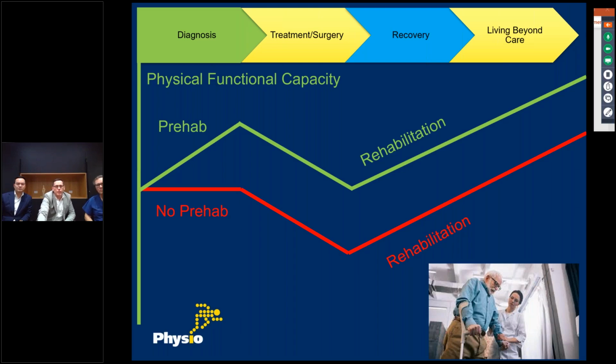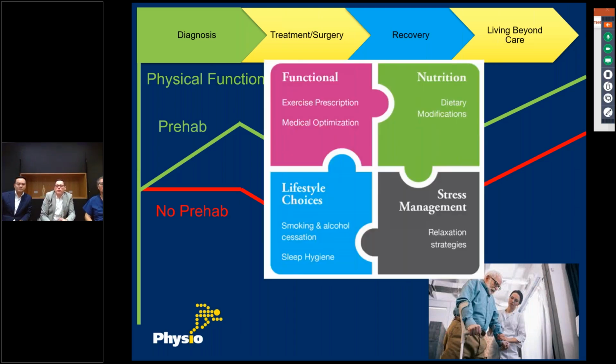So how's it delivered? It's really centered around functional aspects, exercise prescription, medical optimization, some nutrition wherever it's indicated. That's both reducing calorie intake and increasing calorie intake wherever the case is for the patient. Certainly some lifestyle choices are able to be changed. And again, stress management for those patients who really are quite anxious about what lies ahead.